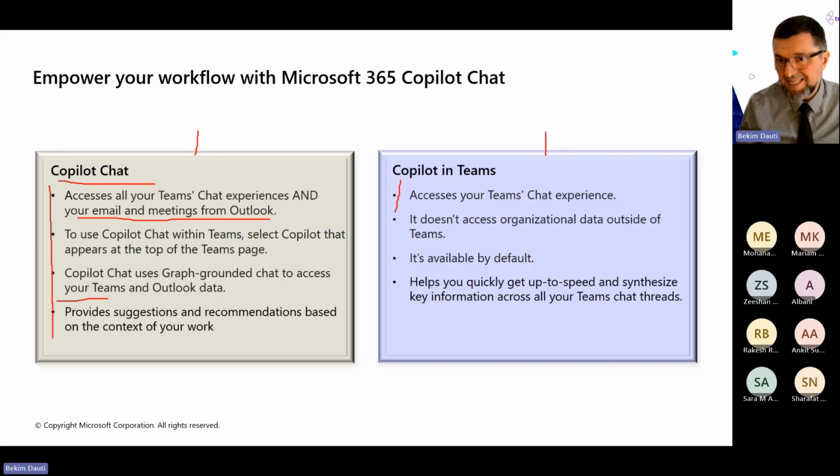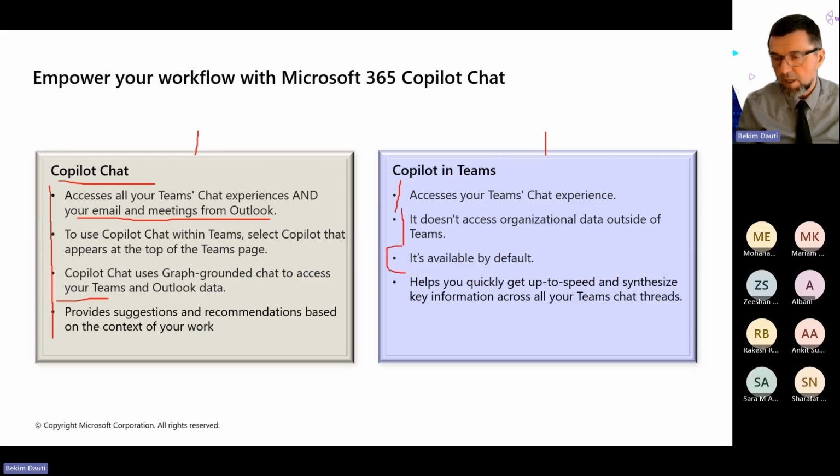On the other hand, it does not access organization data outside of Teams. So it's just in Teams. And we've said that in order to access the data outside of a given application, the data should be stored within the OneDrive and SharePoint, okay? But the Copilot in Teams doesn't have that capability. It's just the Copilot chat in Teams that has that particular capability.